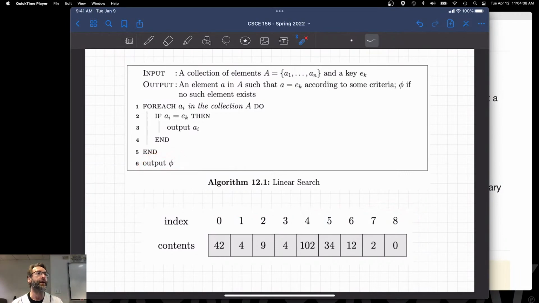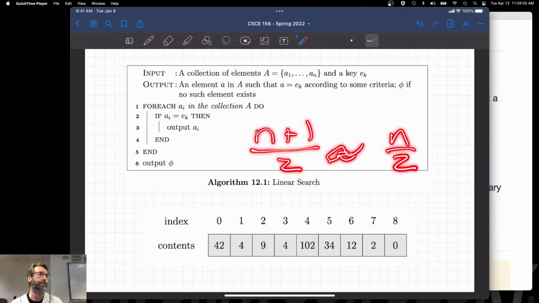That would be the best case scenario for linear search. If we got unlucky and were searching for, say, 0, and we checked the first one, second, third, and found it at the last place, or we were searching for something that didn't exist, like 1,000, then we would still have to go through the entire array, making 9 comparisons to find out that it doesn't exist and return phi. That's the worst case scenario. In general, if there were n elements here, we would end up having to make n comparisons. On average, and this is hand wavy, we could average those two out: n plus 1 all over 2, which is roughly equal to n divided by 2.